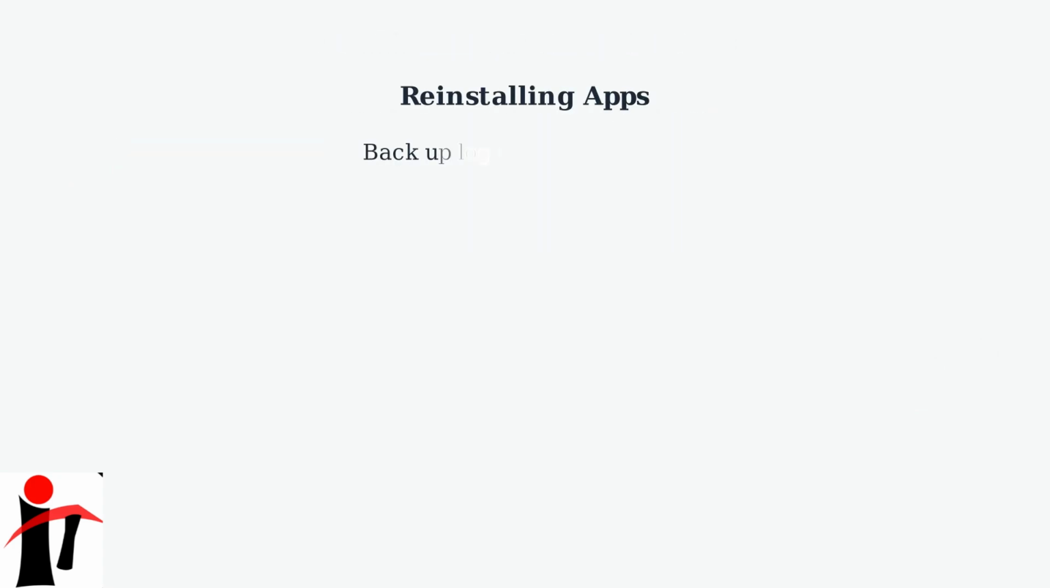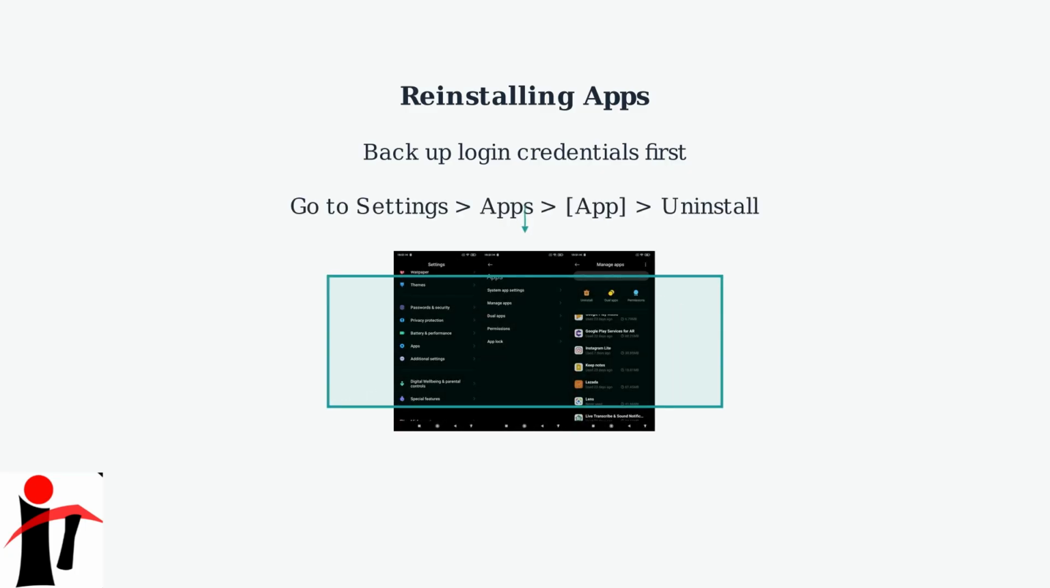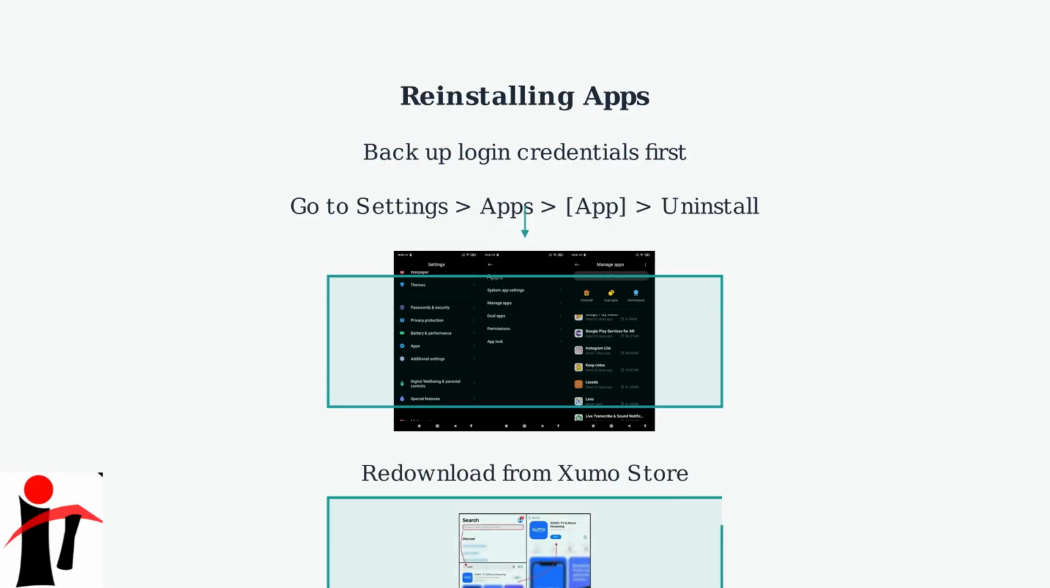If clearing cache and updating don't work, reinstall the app. First, back up your login credentials to avoid losing access. Navigate to Settings, then Apps, select the problematic app, and choose Uninstall. Then, re-download the app from the Xumo store to get a fresh installation.